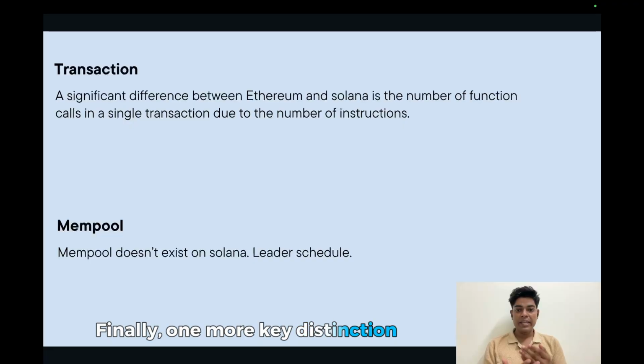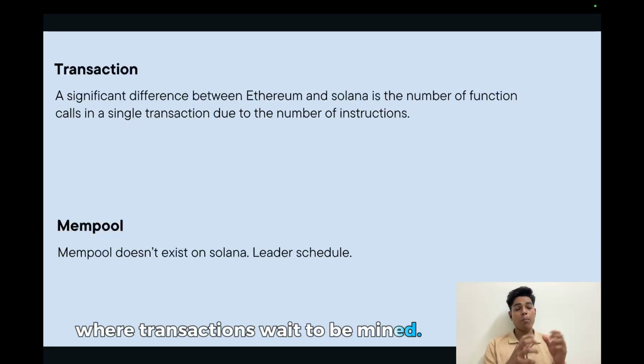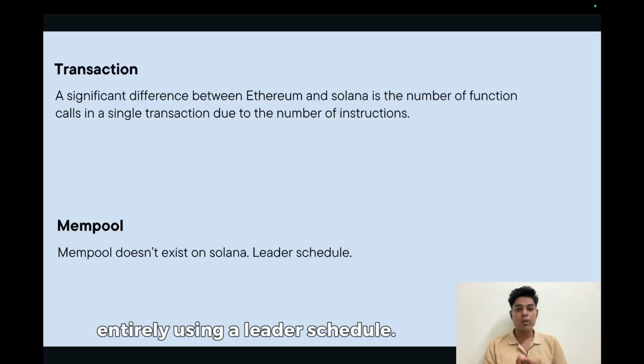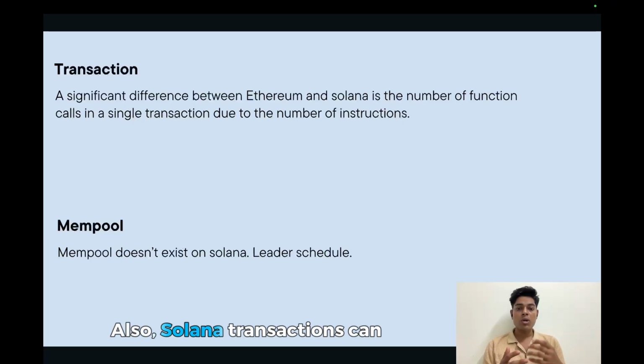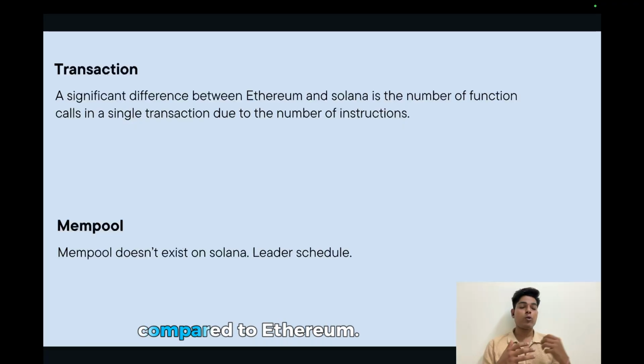Finally, one more key distinction, the mempool. Ethereum uses a mempool where transactions wait to be mined. Solana skips this entirely using a leader schedule. This allows for faster transaction propagation. Also, Solana transactions can pack in multiple instructions, so you can do more in a single transaction compared to Ethereum.